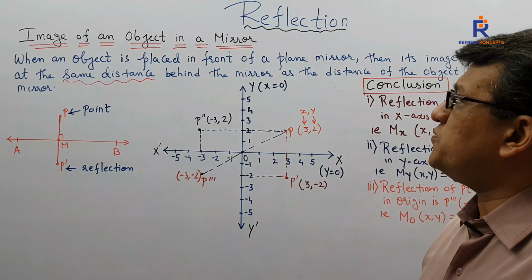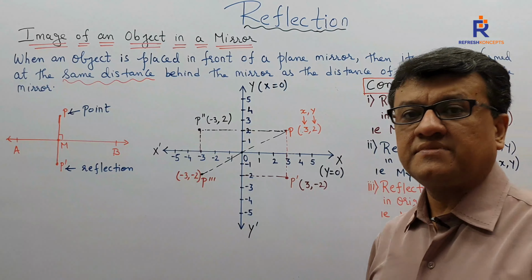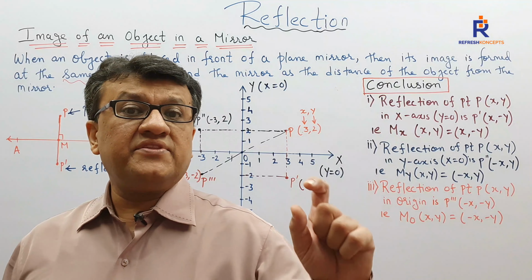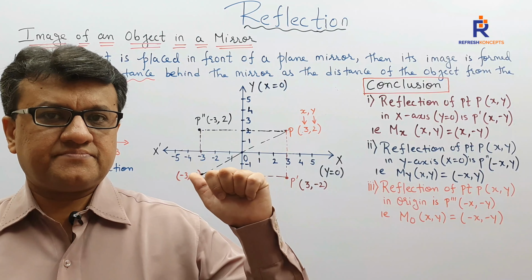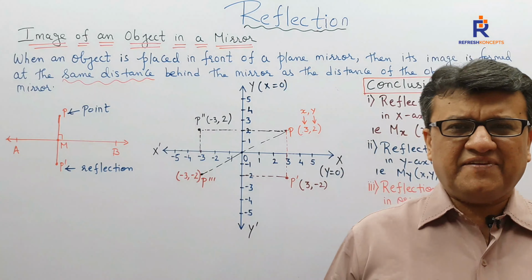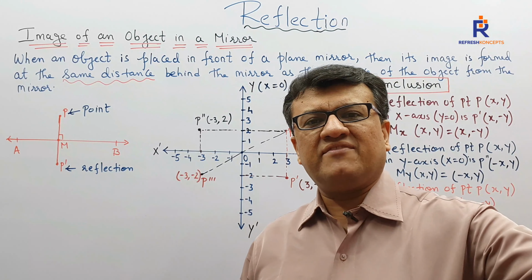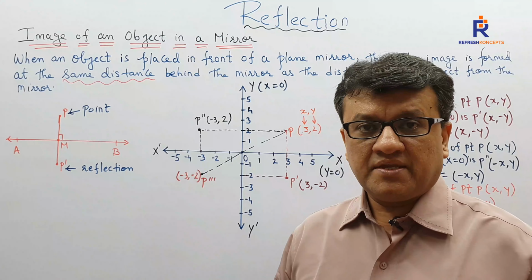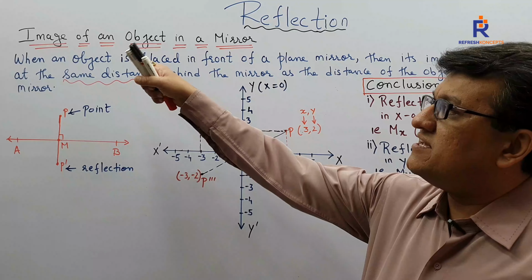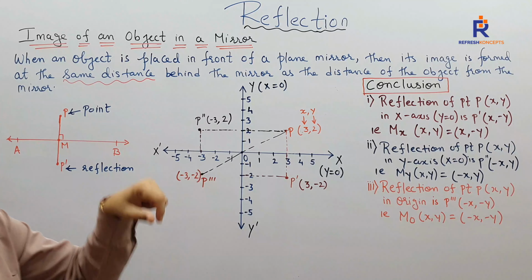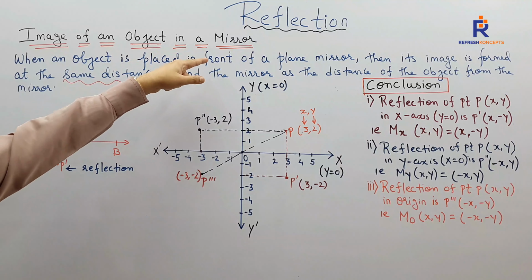The next chapter we are going to study is reflection. Now children, in science we have learned the image of an object so formed, right? Reflection is on the same lines. Reflection comes under maths, while what we have studied under science is the image of an object so formed. So let's take what we mean by image of an object. Here we are going a bit scientifically: image of an object in a mirror.